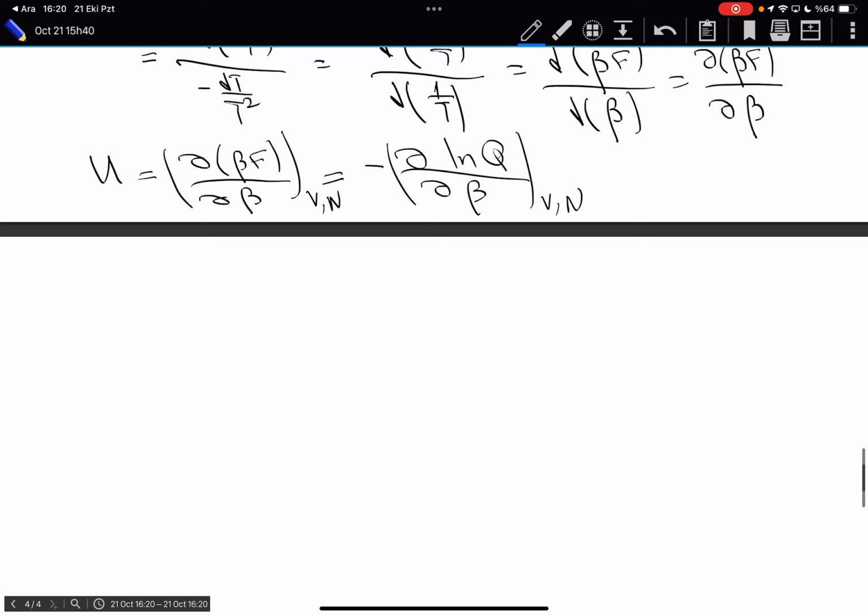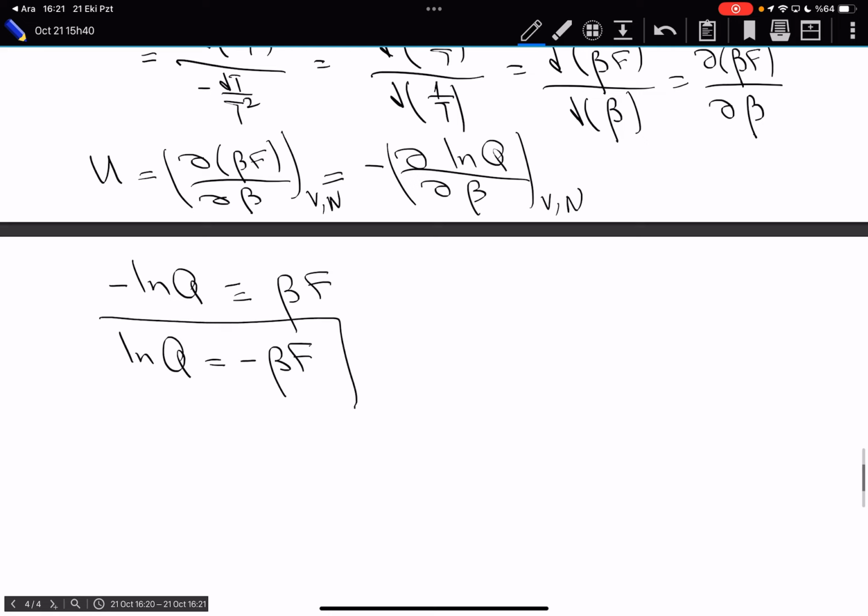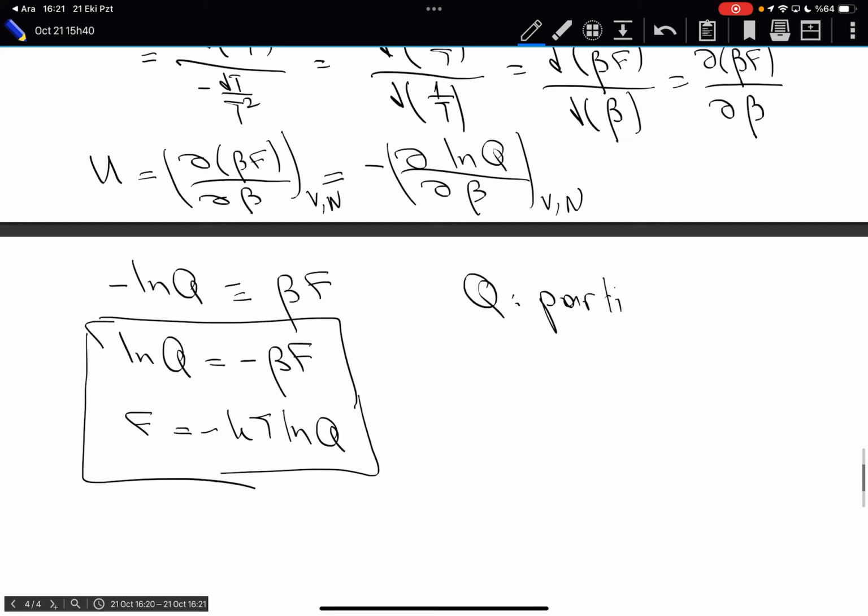So we can identify minus the logarithm of Q with beta F. Or logarithm of Q is minus beta F, or whichever one you want. F is equal to minus kT logarithm of Q. So now we related the logarithm of the partition function. Q is what we call the partition function. The logarithm of Q just gives us the free energy if you multiply it with the temperature, minus the temperature.